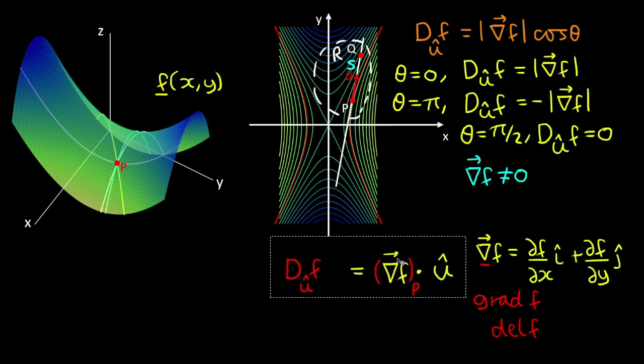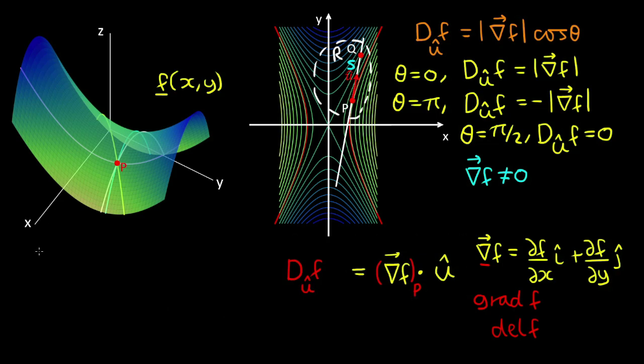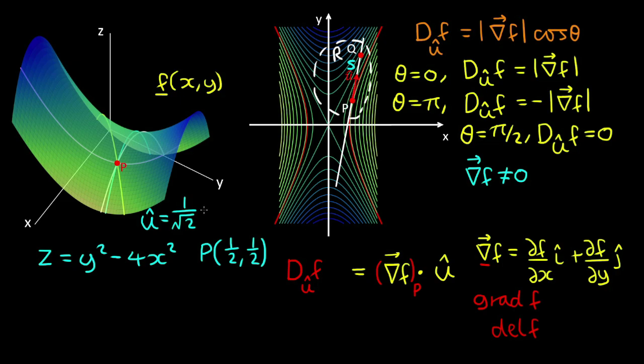So we'll move this over here. Given a hyperbolic paraboloid defined by y squared minus 4x squared, we want to evaluate the directional derivative at point P with coordinates of 1/2 and 1/2 in the domain of the function, and we want to evaluate this in the direction given by this unit vector being 1 on root 2 in the i direction plus 1 on root 2 in the j direction.